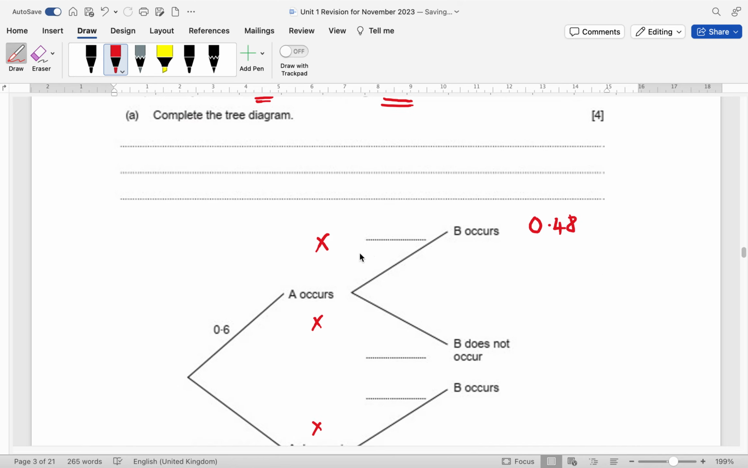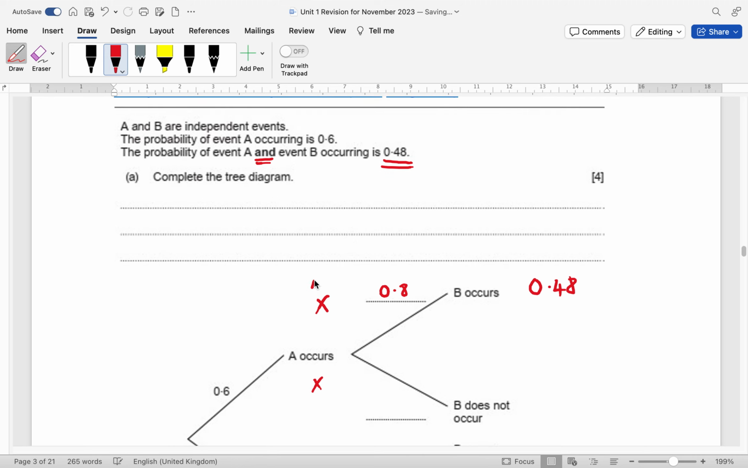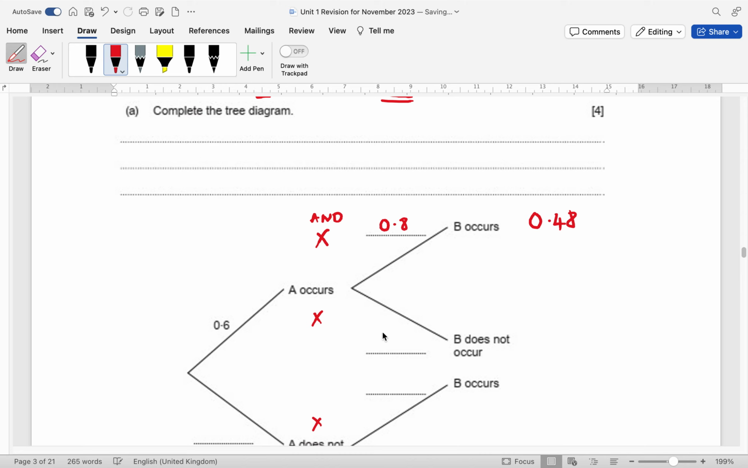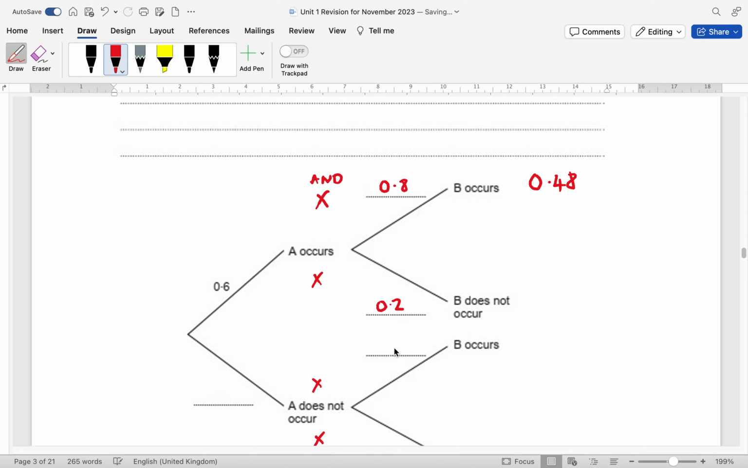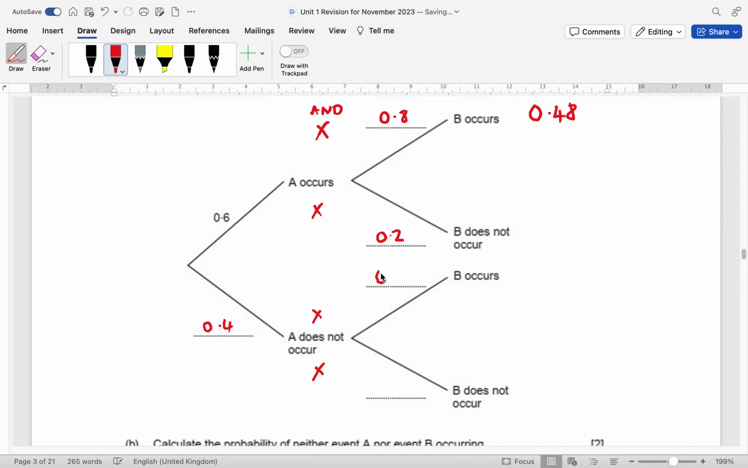So 0.6 times what makes that 0.48? That's 0.8. Please, please, please read carefully before you just go and stick in something like 0.48 in there. The big word is and. They've done the times. This is the and. This and this. Okay? So that's 0.2. Right? That's 0.4. And then we can copy these here, 0.8 and 0.2.